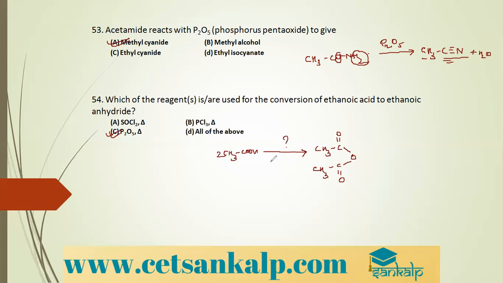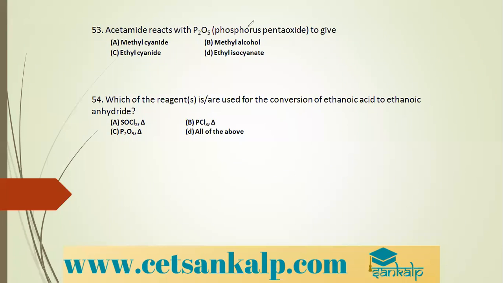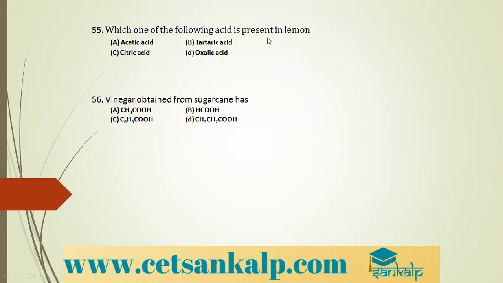Sometimes we also use acid hydrolysis on heating. So remember, either P2O5 with heat or H plus we use. By this question, we need to remember that the reagent used for the conversion of ethanoic acid to ethanoic anhydride is the strong dehydrating agent, that is P2O5.